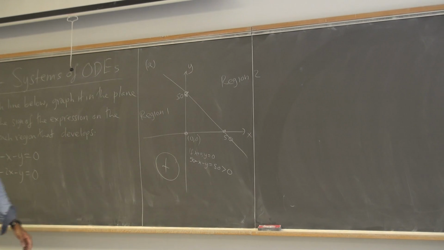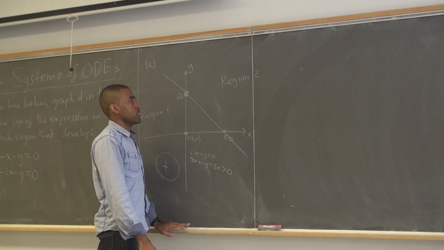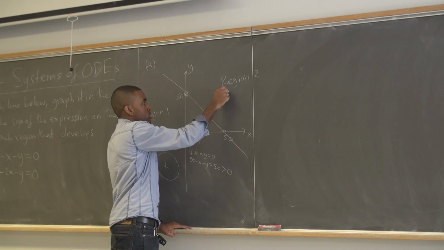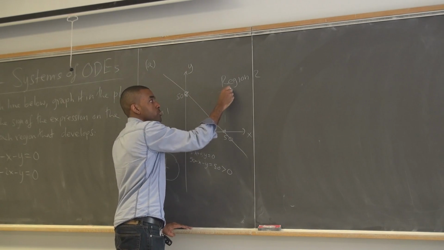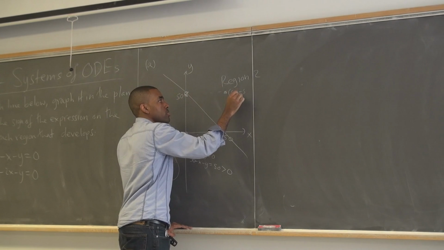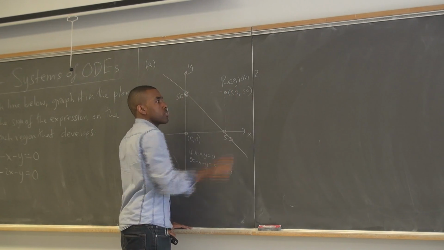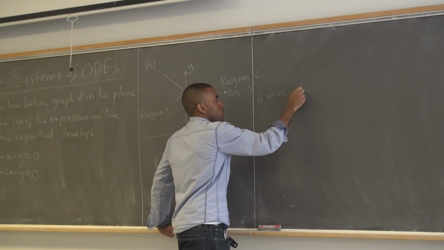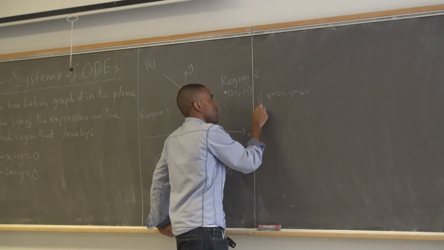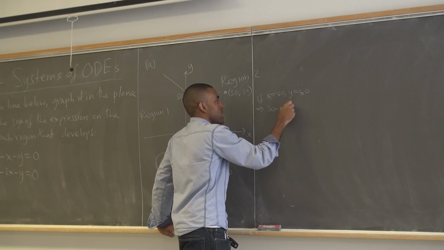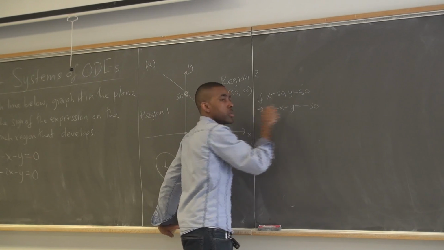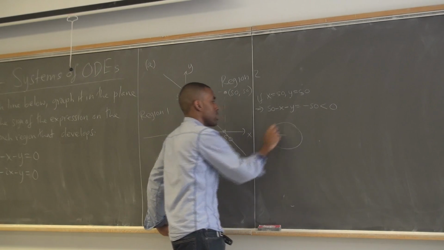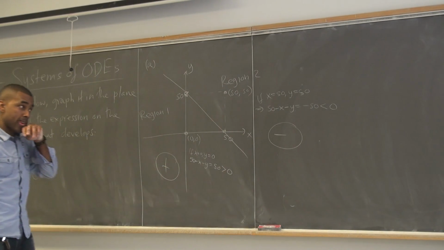What about in region 2? How do I figure out the sign there? Pick a random point. What point do I know is in there? (50, 50), for example, is a point in there. If x equals 50 and y equals 50, then 50 minus x minus y is actually minus 50, which is negative. And so the sign on this side is negative.